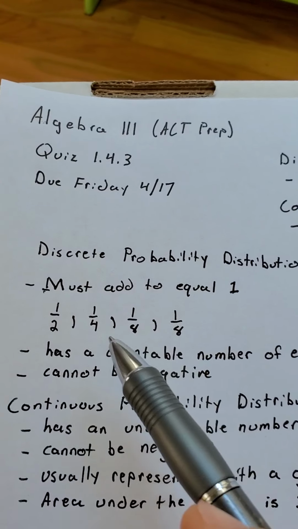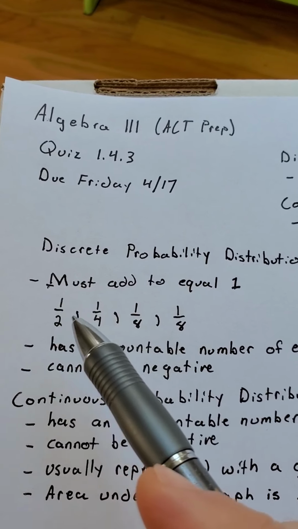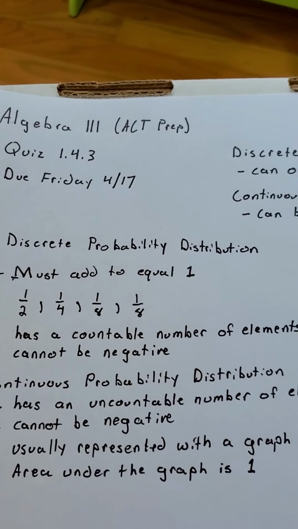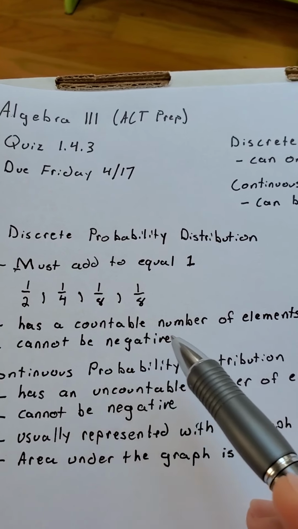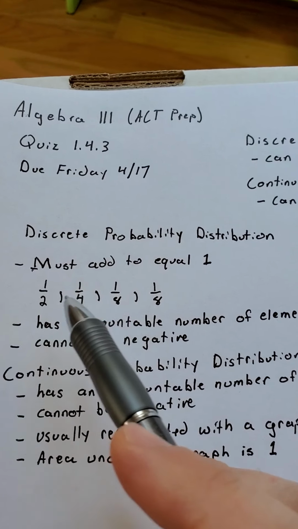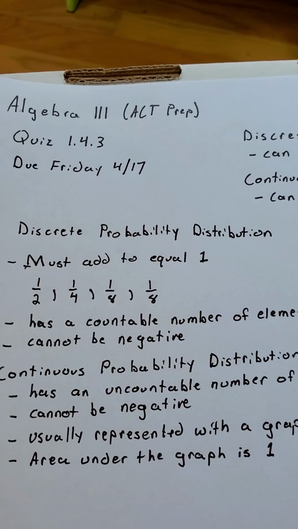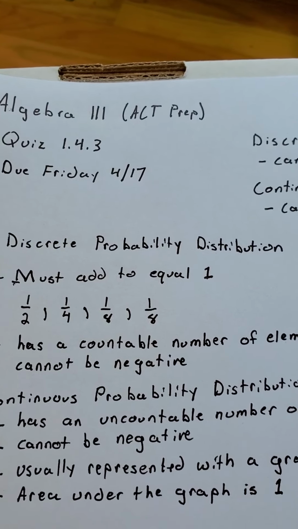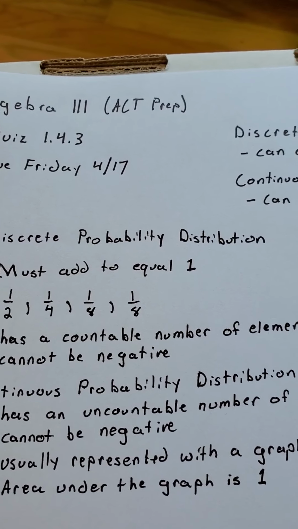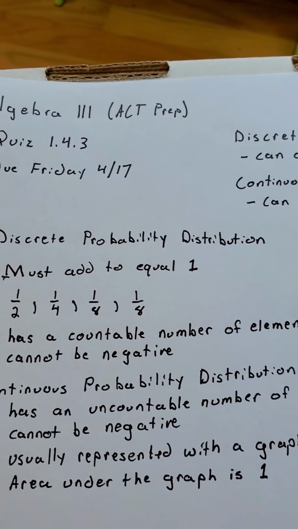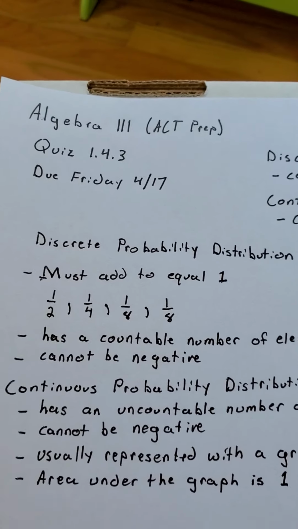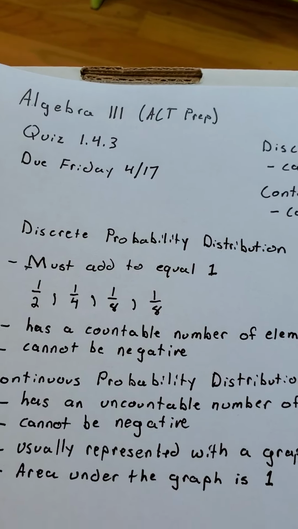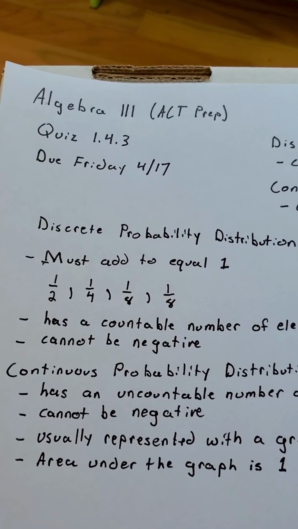It's discrete because there is a certain number of them. In this, there's only 4 possibilities. So they have what's called a countable number of elements. In this case, there are 4 of them. You can count that there's 4 elements in there. And none of these probabilities can be negative. You can't have a negative probability. That's like saying I have a negative 20% chance of doing something. So there's no such thing as negative probability. And probabilities are always between 0 and 1.